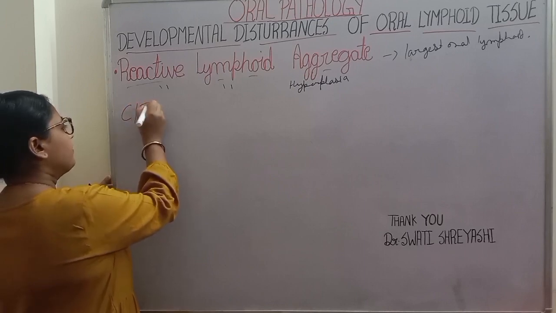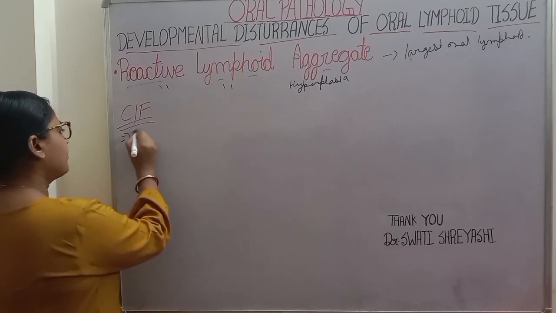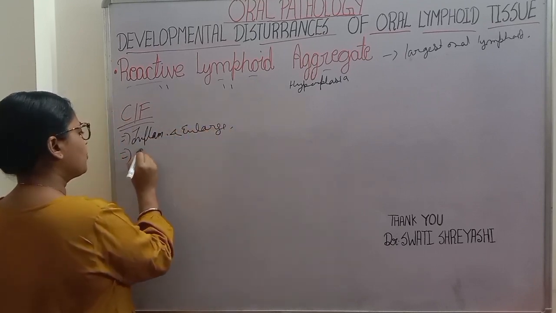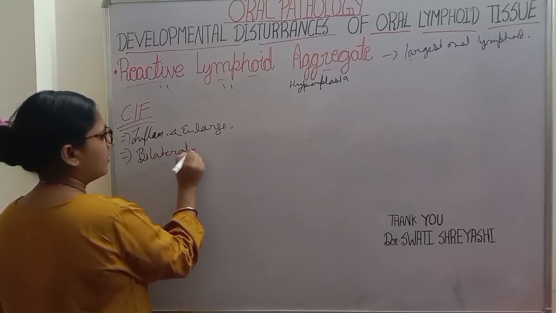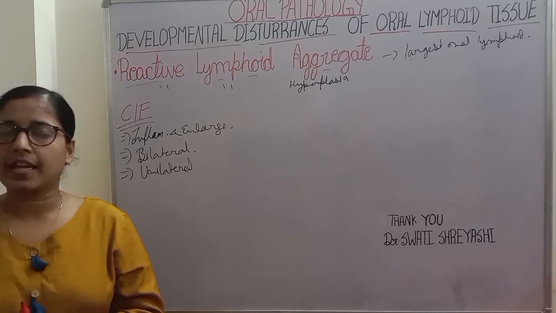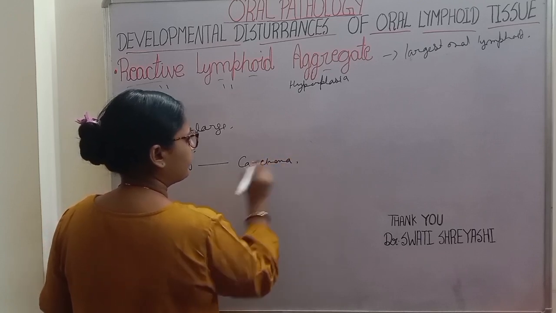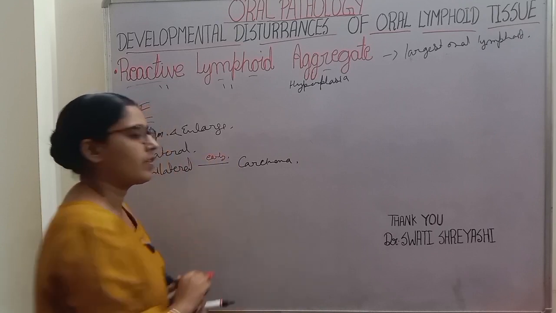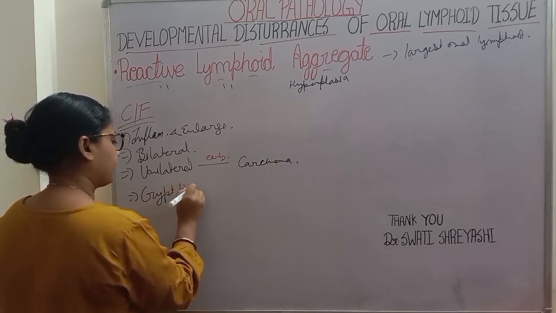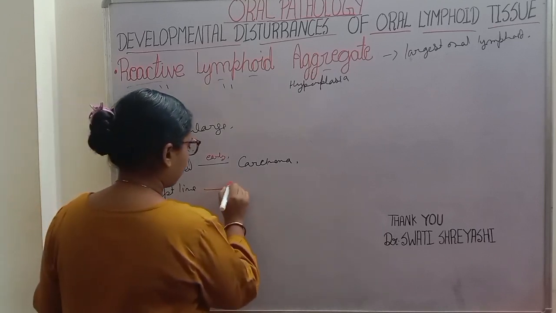Now, in clinical features, it becomes inflamed and enlarged. Enlargement is usually bilateral. If unilateral, may be mistaken for early carcinoma. Surrounded by crypt lined by a stratified squamous epithelium.